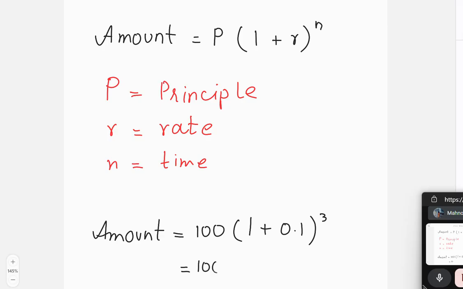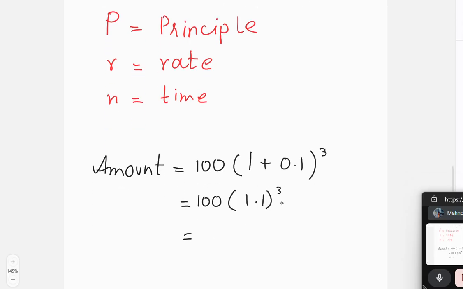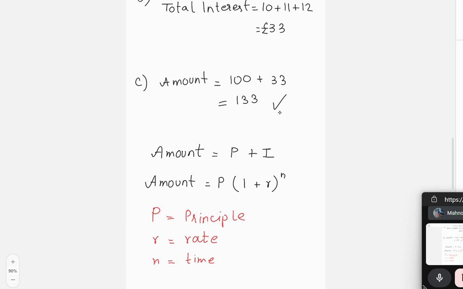So let me tell you how we simplify it first. This 100 remains same. You first have to work out the bracket. First, you're going to do 1 plus 0.1, which makes 1.1. And then you have an exponent of 3. Now you're going to first work out the exponent of 3 on your calculator. You're going to do 1.1 raised to the power 3. And the answer you get, you're going to multiply it with 100. And your answer will be 133. You're going to get the same answer as this.